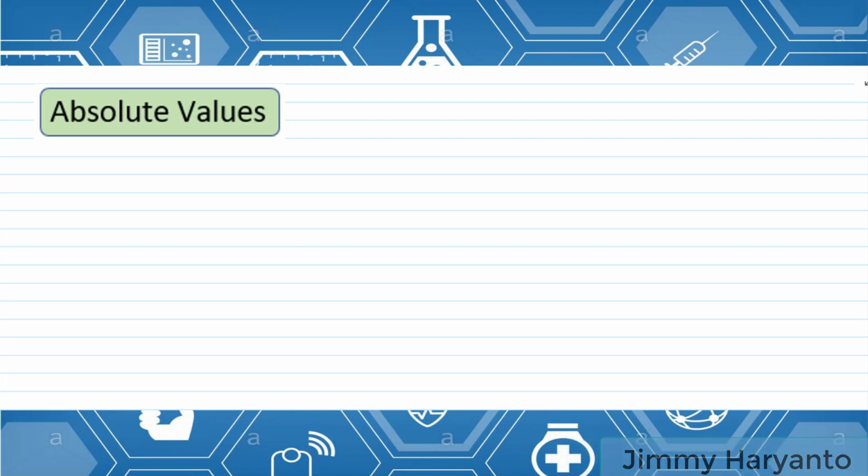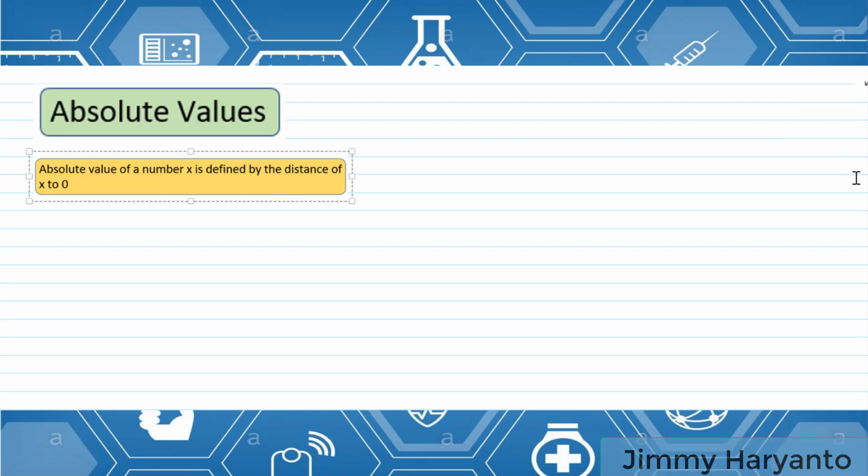We are still in chapter 1. The next section will be absolute values. What is absolute values? Absolute value of a number x is defined by the distance of x to 0.